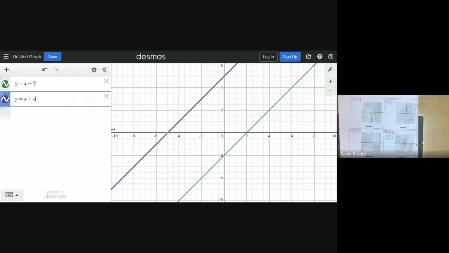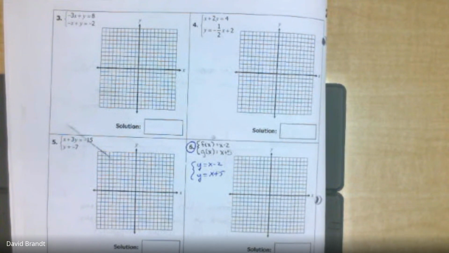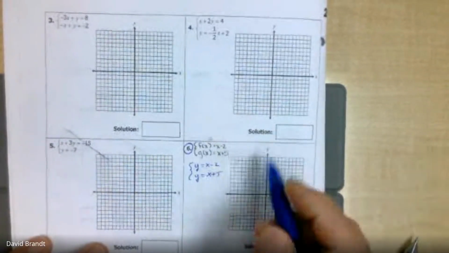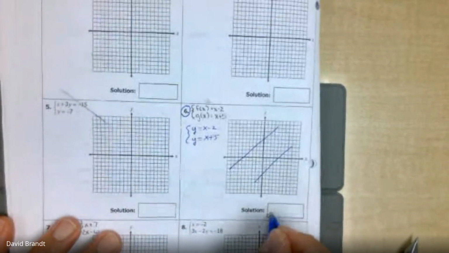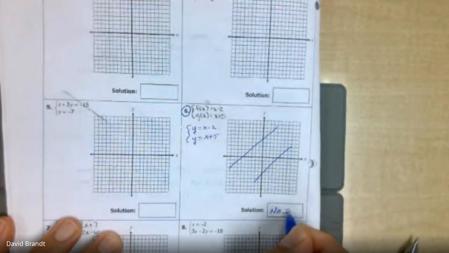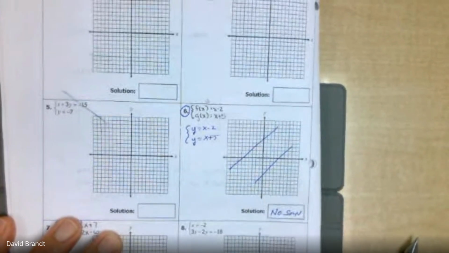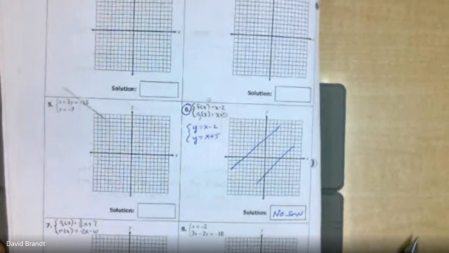So what do you write when they don't intersect at all? Those two lines look something like this. They were parallel. They don't intersect. So you would write no solution. All right. So if they cross, you just click and write down where they cross. If they don't, you write no solution.